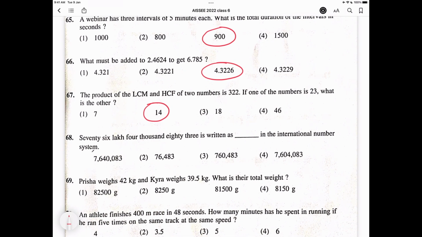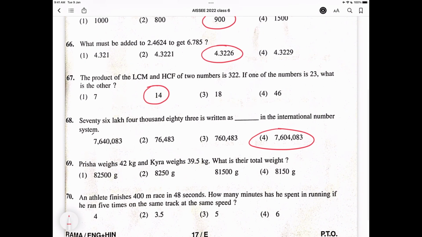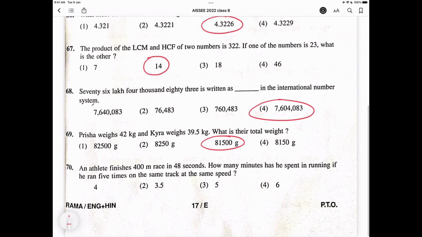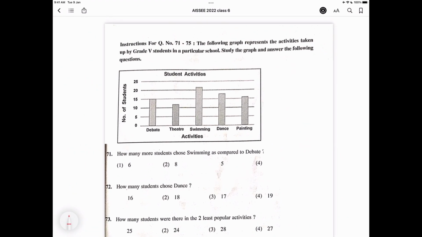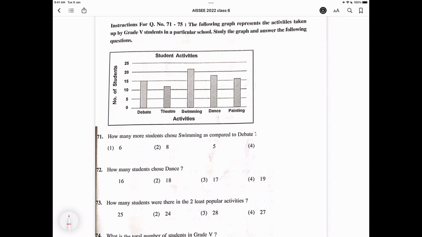For question number 68, fourth option is correct. For question number 69, third option is correct. For question number 70, first option is correct. Now, these instructions are for question number 71 to 75. So, for question number 71, fourth option is correct answer. I believe it is erased, but option 4 is correct.